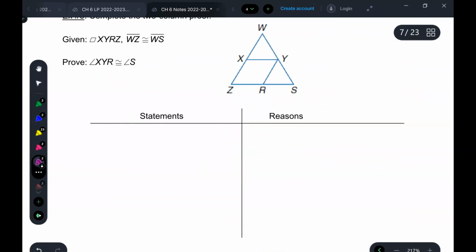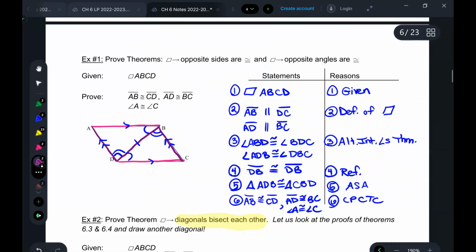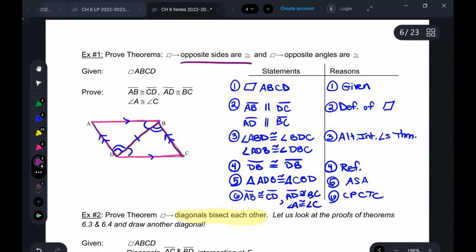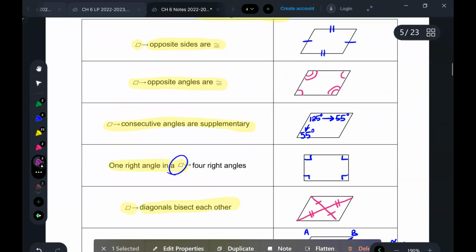Aren't there parallelograms that aren't congruent? How do I know that they're congruent? Because that's a theorem that we had just proved above. We just proved opposite sides are congruent. Are they only congruent because they're opposite? How do I know that they're opposite?